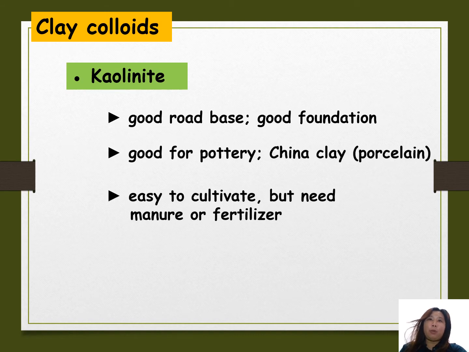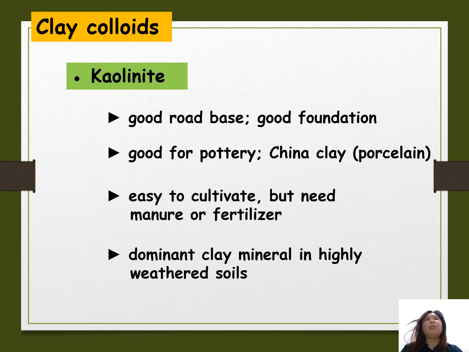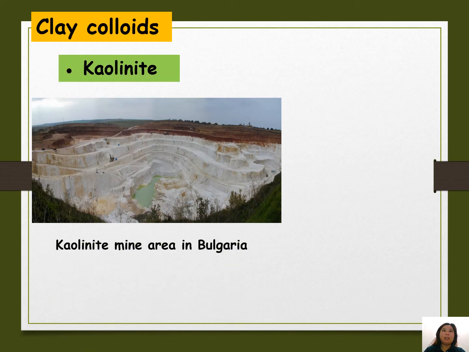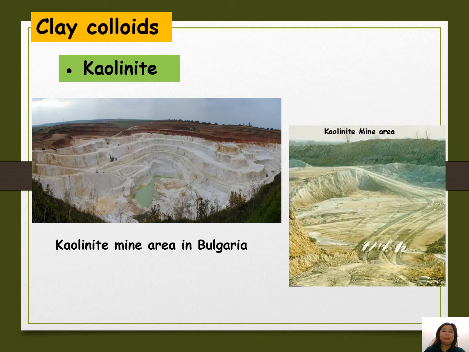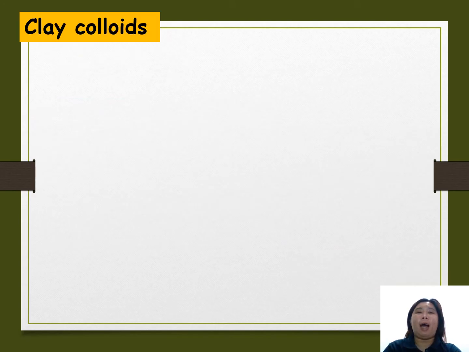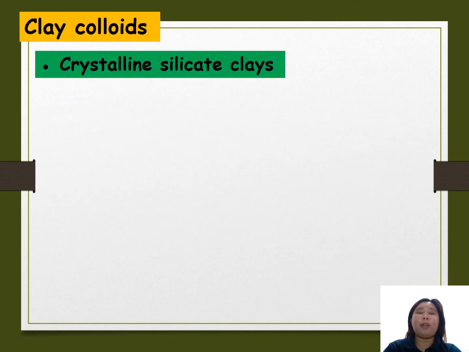Kaolinite is a good rose. So in these photos, you can see a kaolinite mine area in Bulgaria. So that is kaolinite. So we are now done with the kandites. Now we move to the next group.